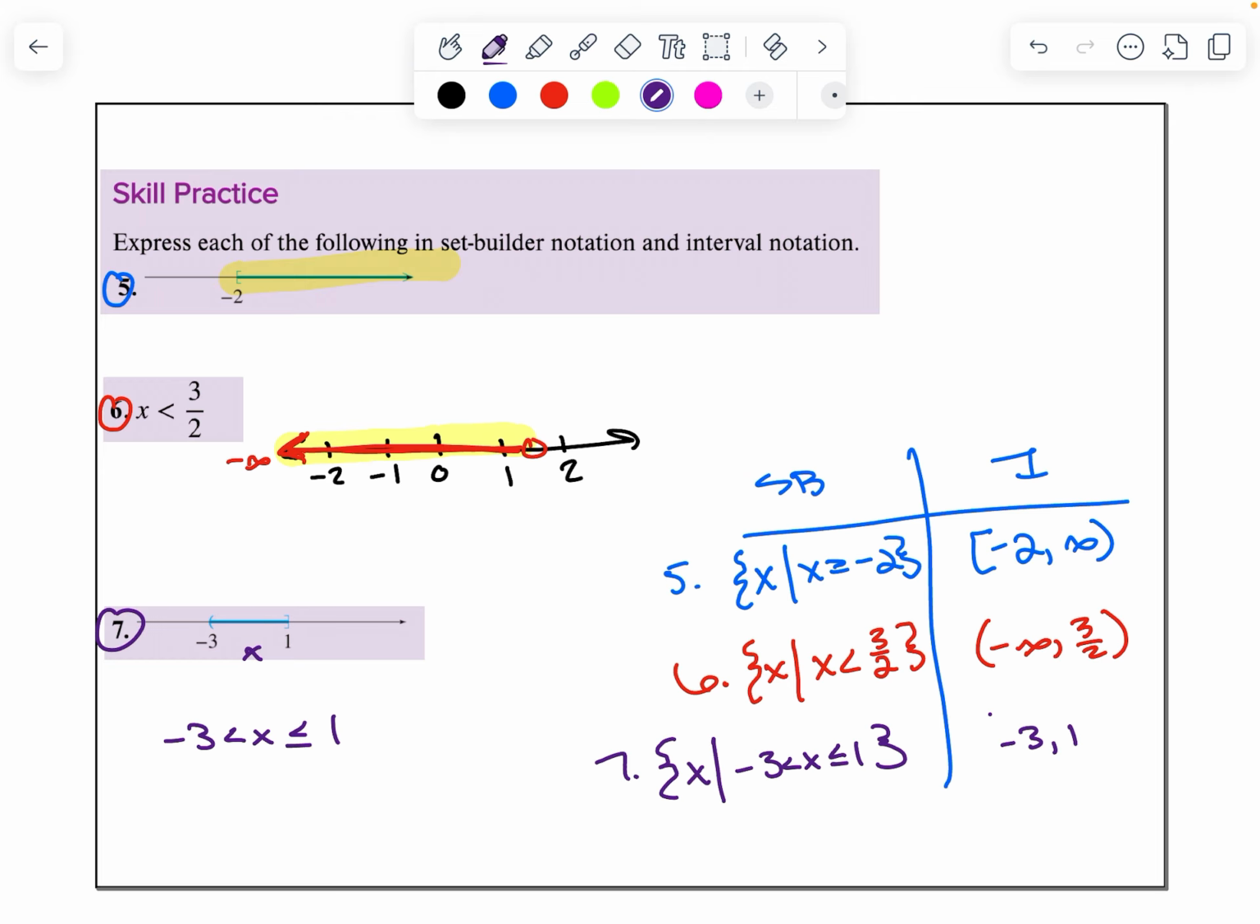-3 to 1. It has a parenthesis on the -3, and it has a bracket on the 1. Always with interval notation, we're reading left to right.